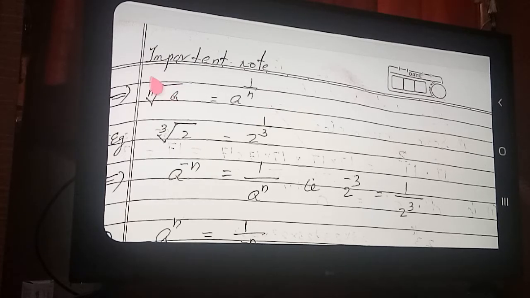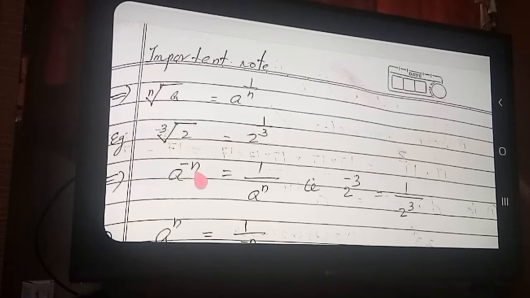So now we are going to learn some important formulas again. Nth root of... just now we studied power. Now here it is not power, it's the opposite process. So nth root of A means A raised to 1 by n. Therefore, cube root of 2 means 2 raised to 1 by 3. Okay. In the same way, A raised to minus n is equal to 1 by A raised to n.